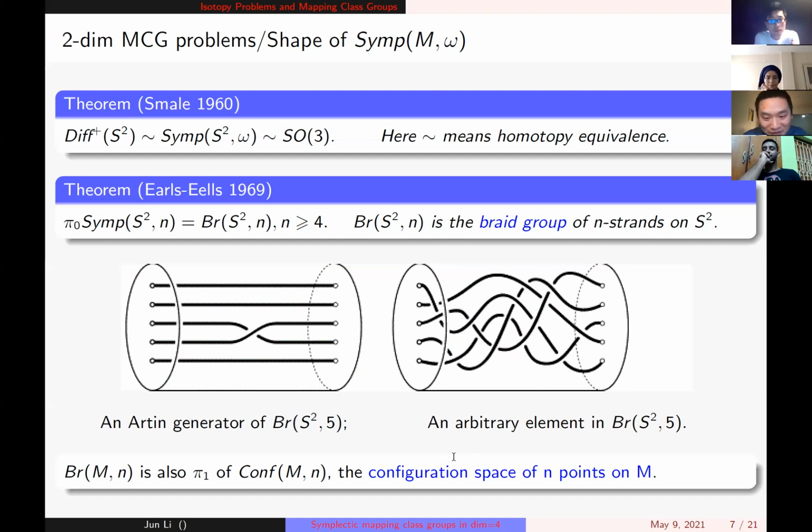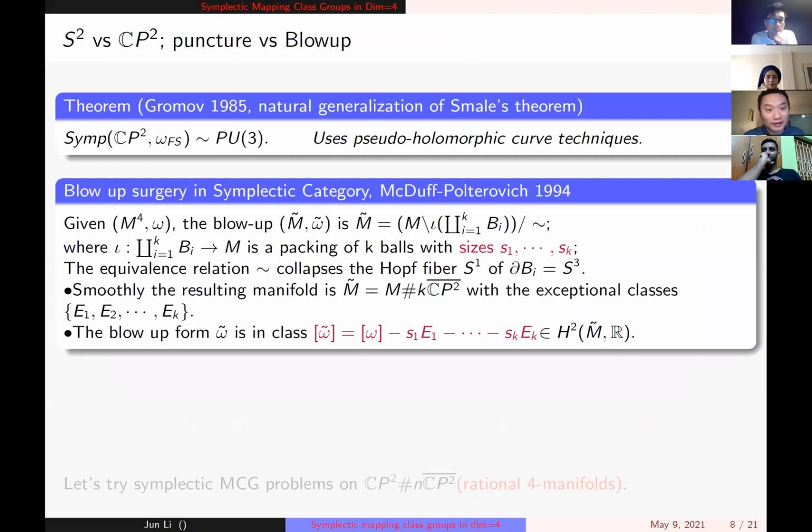Yeah, later in dimension 4, we are going to use this pi1-of-configuration-space interpretation of the braid group. Okay, so let's try to go to higher dimensions.